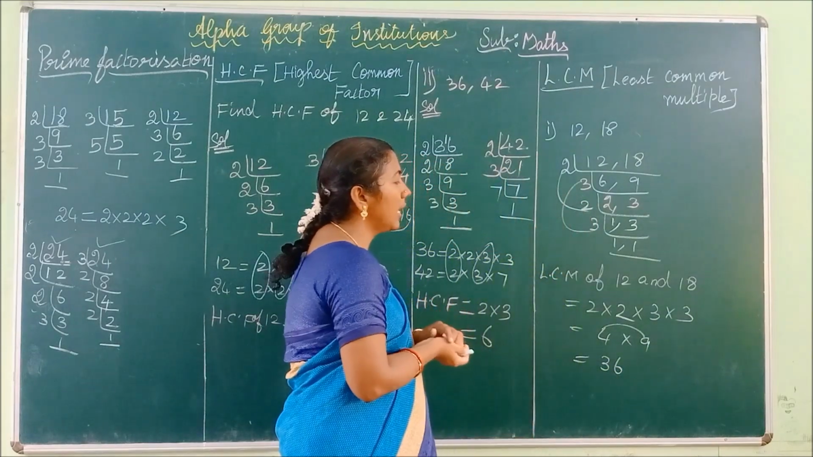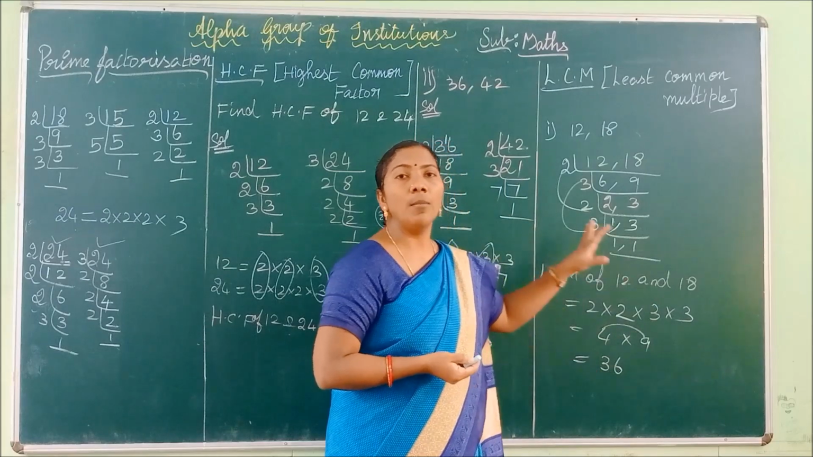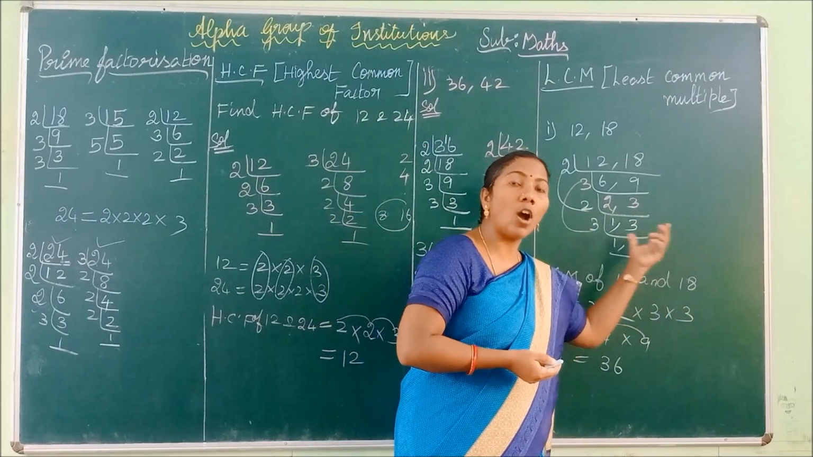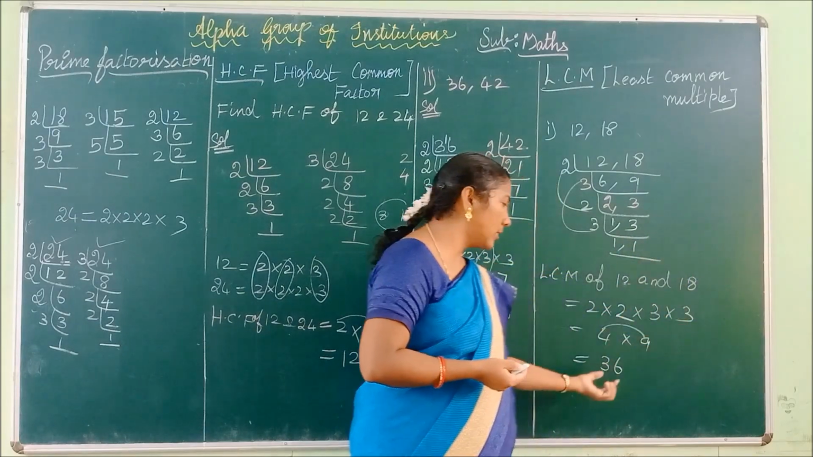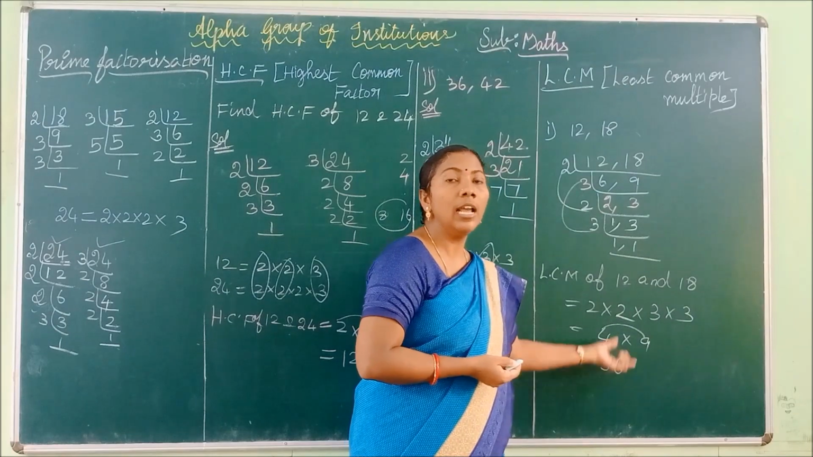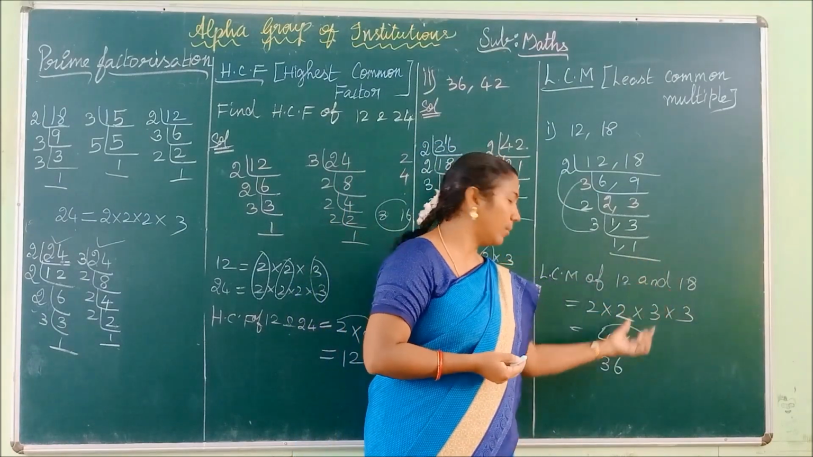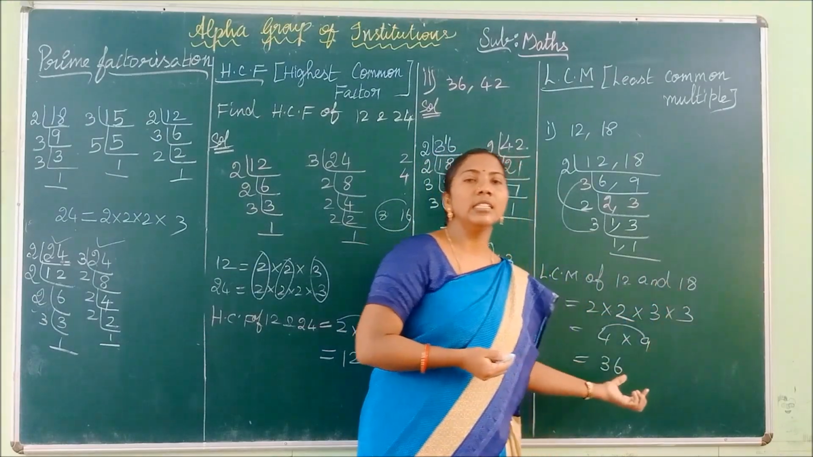So what is the LCM of 12 and 18? 36. It means among the common multiples of 12 and 18, the least number is 36. Do you understand, children? Among the common multiples of 12 and 18, the least number is 36. So we can say the LCM of 12 and 18 is 36.